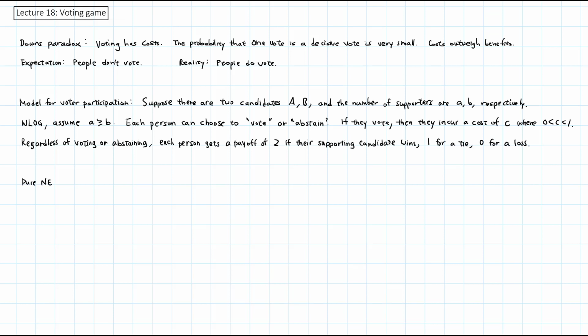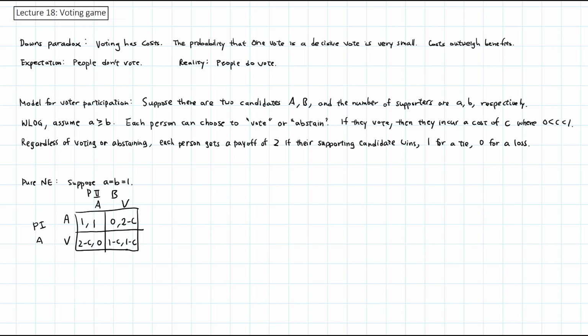We will start by looking at a pure Nash equilibrium. Suppose that A and B are both 1, so each candidate has exactly one supporter. Then we can write their payoff table like this. If both of them abstain, then there is a tie, so each of them gets utility 1. If both of them vote, then there is still a tie, and both of them get utility 1 minus C. If one votes and the other abstains, then the player who votes gets utility 2 minus C because their candidate wins, and the other player gets 0.